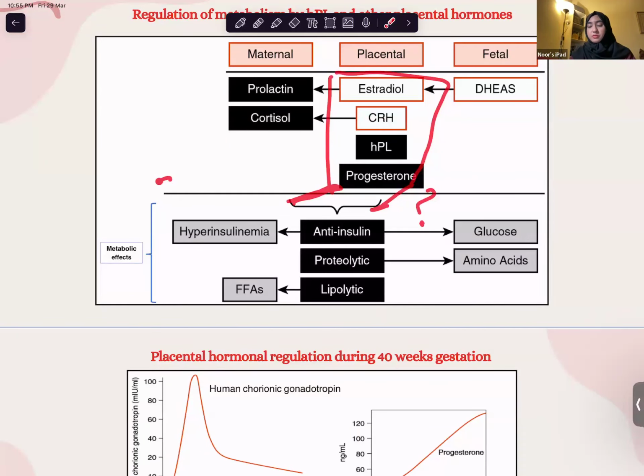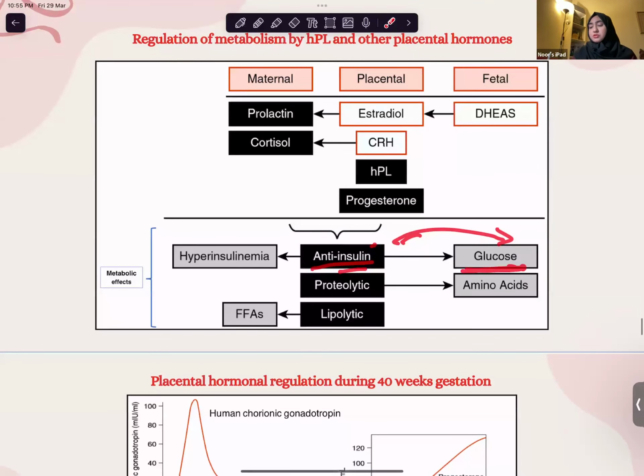So what effect do these placental hormones have on the mother? When I'm talking about this, I'm talking about the mother side. These hormones produce an anti-insulin effect. Remember when I said that HPL decreases the mother's sensitivity to insulin. So now the mother has the anti-insulin effect. As a result, the glucose that is not being acted upon by insulin is now transferred to the baby. Remember, this is the fetal side, so it's transported to the baby.